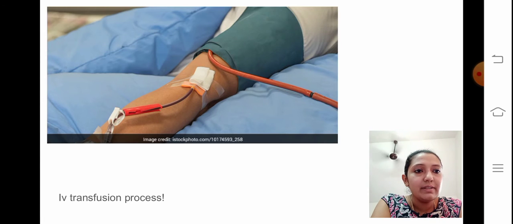So after this centrifugation process is over, the plasma, that is the upper layer plasma which has the antibodies required for the plasma therapy, is obtained. That plasma is subjected to the intravenous transfusion process. In this picture you can see.